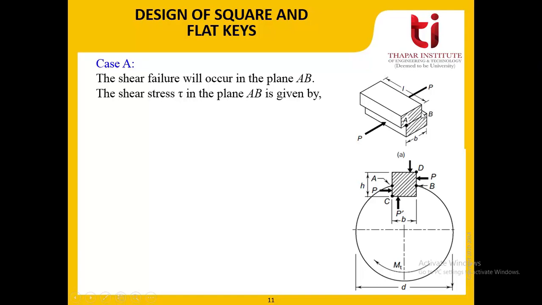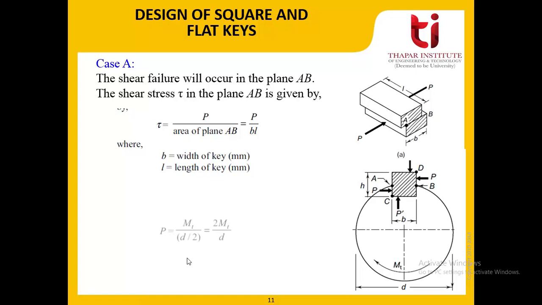So the area will be B times L. Shear stress will be P divided by the area of plane AB, which is P by BL, where B is the width of the key and L is the length of the key, as we have defined earlier. This shear stress now becomes the criterion of failure. We already know that P is equal to Mt by d by 2, which is 2Mt by d, and we can substitute P is equal to tau into BL. So I can get tau is equal to 2Mt by dBL.